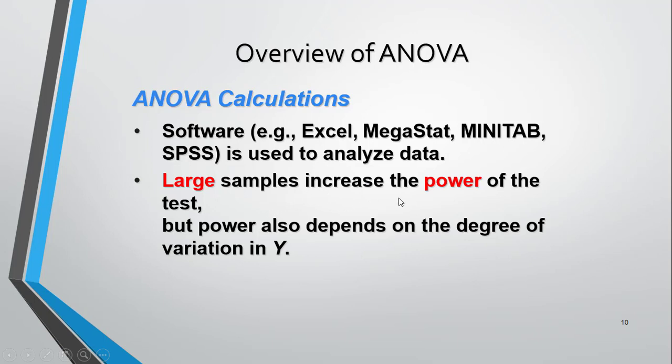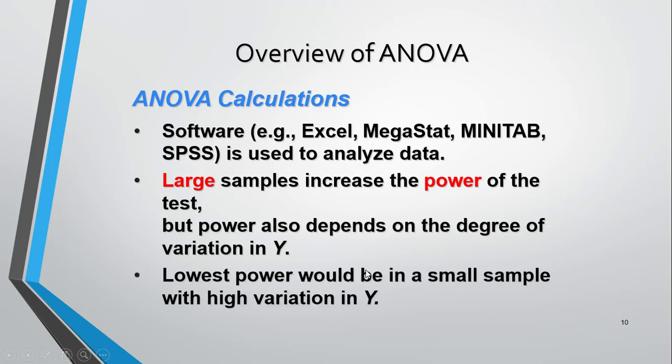A large sample increases the power of the test. That we all know already. But the power also depends on the degree of variation in Y. The lowest power would be in a small sample with high variation in Y.